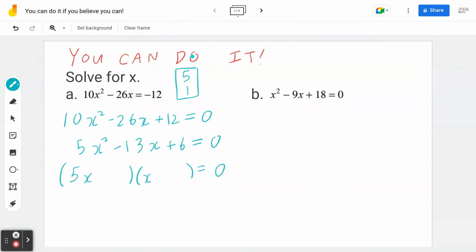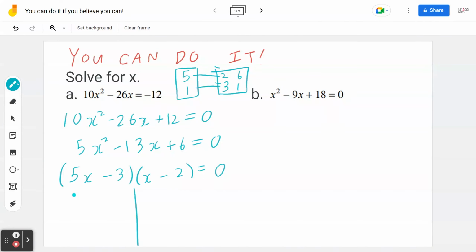In the first box, you can write down the factors of 5. In the second box, you can write down the factors of 6, which are 6 and 1, 2 and 3. Your goal is to find a combination that will give you a sum of negative 13. So for example, negative 10, negative 3 will give you negative 13, which means 5 multiplies with negative 2, and 1 multiplies with negative 3.